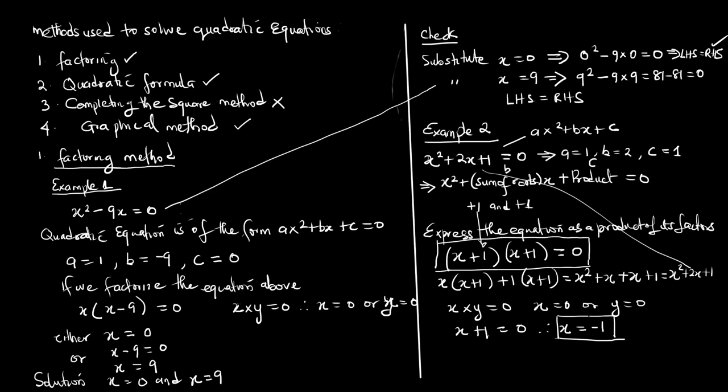Again, you can easily verify that this is the case. How do we verify? We substitute the value into the original equation and see if the left hand side is equal to the right hand side. So let's do the check now. We should have minus 1 squared plus 2 times minus 1 plus 1. This has a bracket here, so this is going to be 1 minus 2 plus 1. Clearly this gives us 0, which proves that that is the solution to that quadratic equation. Okay, good.